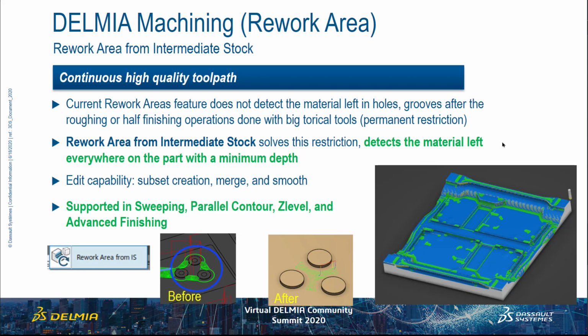So the rework area command, or the feature capability we have today, has a sort of a permanent restriction. It is not able to detect material left on holes and grooves and so on. So to counter this issue, we have the ability to do a rework area on intermediate stock. Now, by doing this, we're able to find all the remaining material on the part, and this is supported in sweeping, panel contour, Z-level, advanced finishing. And this way, the programmer doesn't have to spend a whole bunch of time trying to fix those issues. By using the intermediate stock, all those remaining materials can be identified and machined.